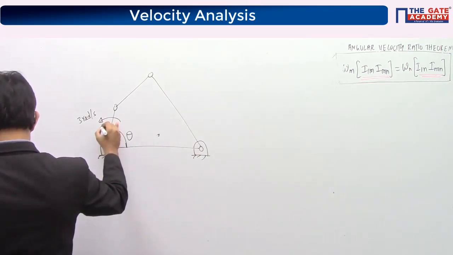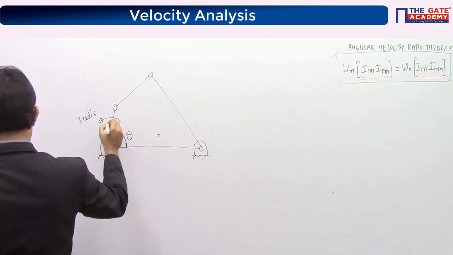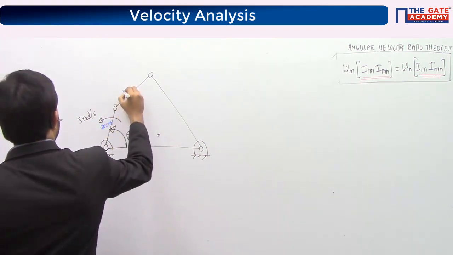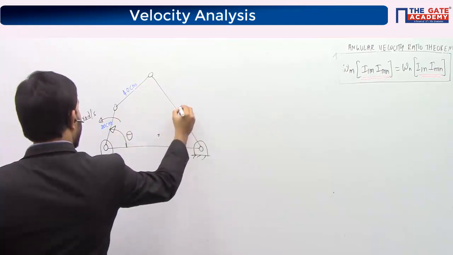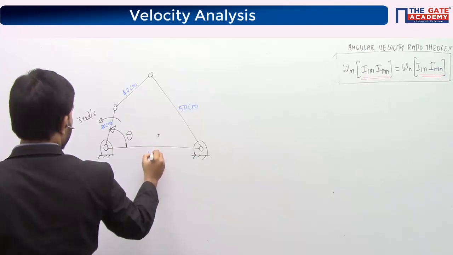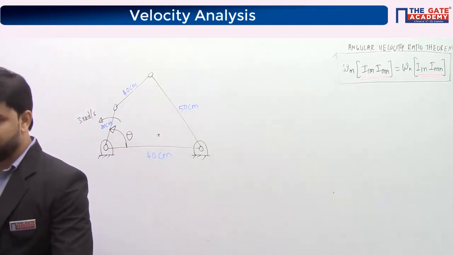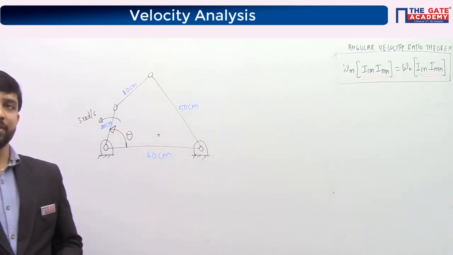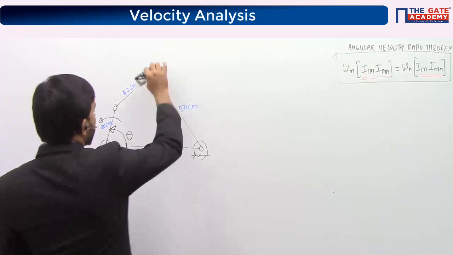This is 20 units. And this is some 20 centimeter. This is some 40 centimeter, 40 centimeter, 50 centimeter. And this is also 40 centimeter. Those are the dimensions of the mechanism. This is 50.